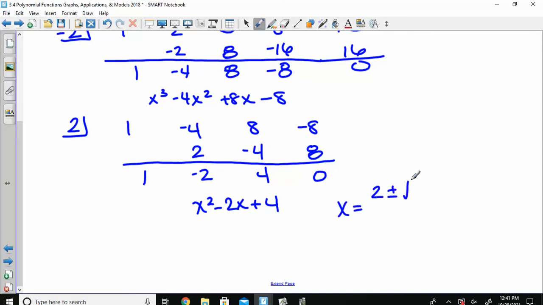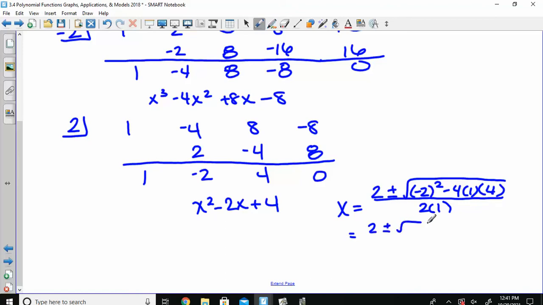So opposite of b, plus or minus the square root of b squared minus 4ac all over 2a. So we get 4 minus 16. Okay, what's going to happen there? Right, it's going to be imaginary.